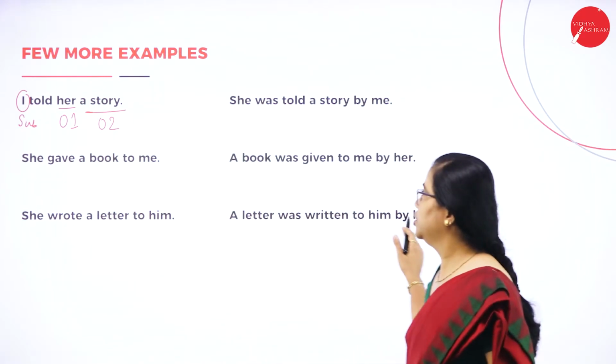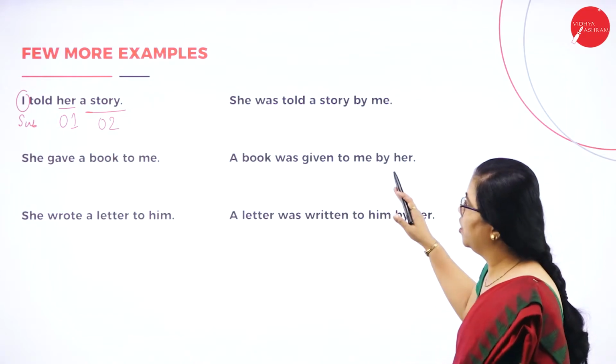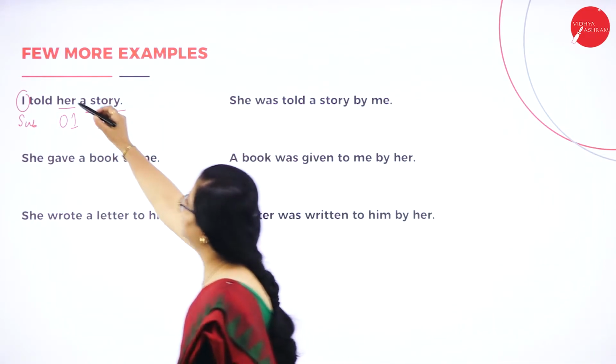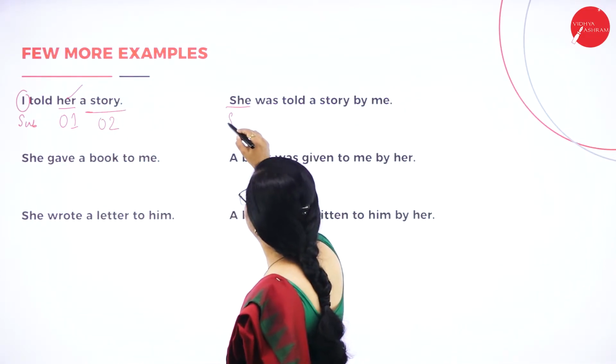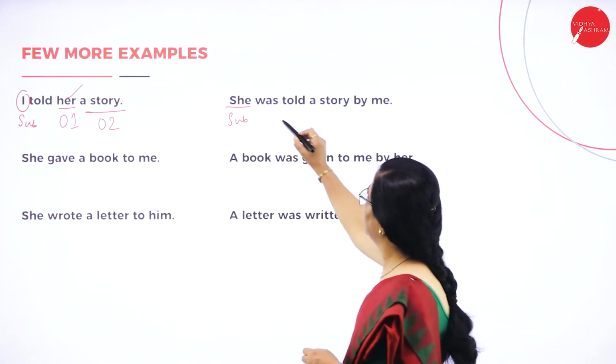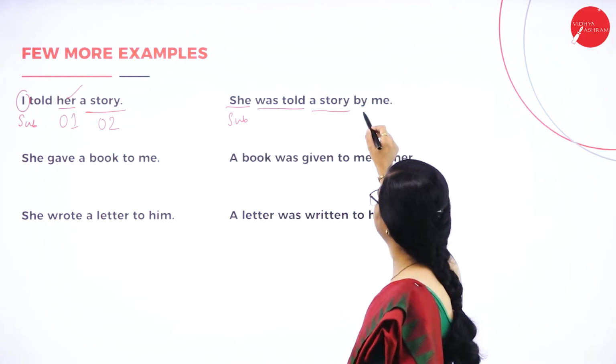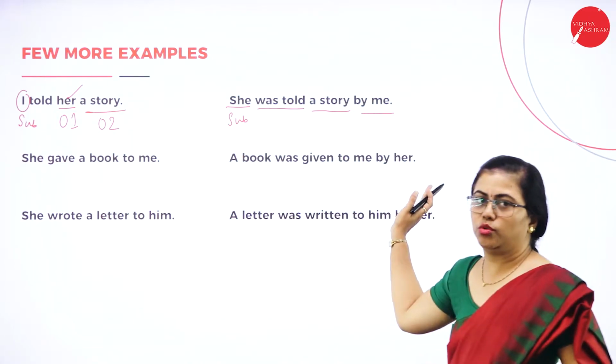So how do you change it? She was told a story by me. I have changed it only one way. So she, here object 1, I have taken as the subject. Then was told, as it is according to the rule, a story is retained as it is, and by me goes from subject to the object.